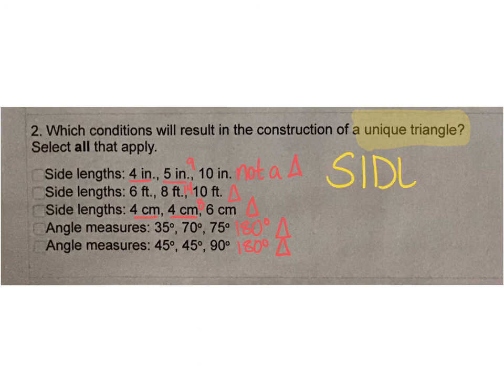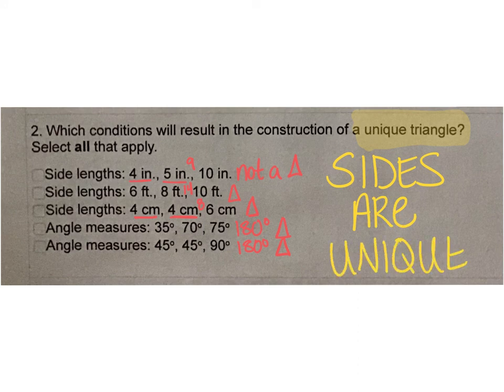Sides are unique. That is the rule. Sides are unique. I don't have any room. So if you've got a whole sheet of paper, I'm talking about on Monday, then you can squeeze in a little bit on Tuesday if you need to. If it asks you which conditions will result in a unique triangle, we are only looking at the sides.